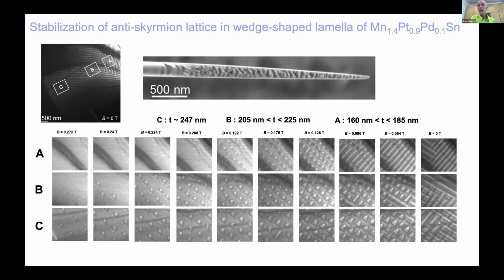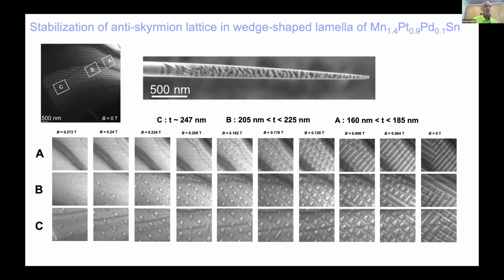Here in the top, you can see a lamella from the side, and using focused ion milling, we make a lamella from a single crystal material whose thickness is varying, in this case, from 150 nanometers to 250 nanometers. Not such a big variation, but we can vary the thickness from, let's say, 100 nanometers up to a few microns over a length scale of, let's say, 10 microns.